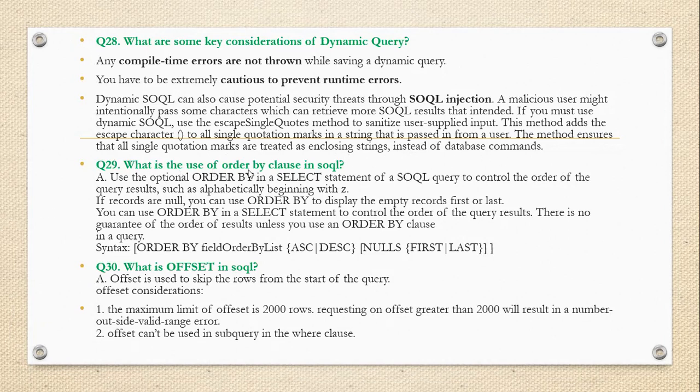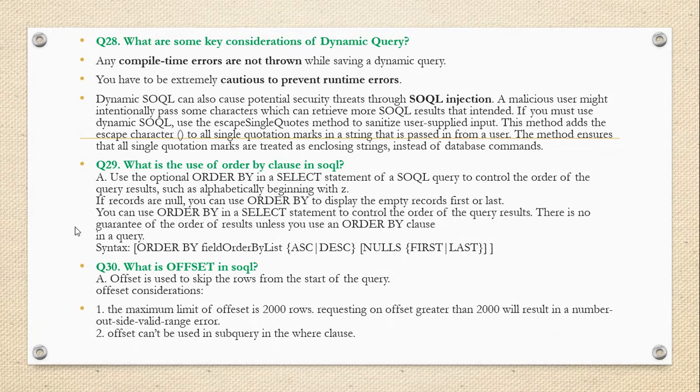Next question: what is the use of the ORDER BY clause in SQL? It is an optional clause in the SELECT statement of the SQL query that controls the order of the query result, such as alphabetically. You can use it to order the records, with nulls first or last. You cannot control the order of the query result without ORDER BY.